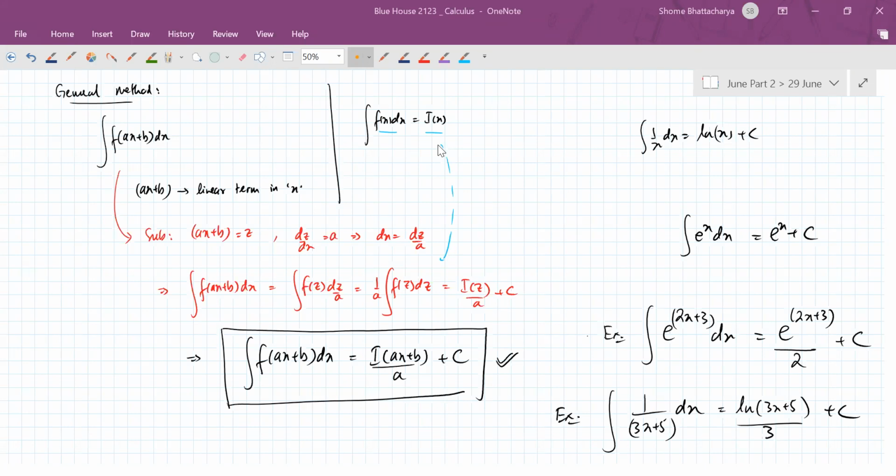Sir, so when in the formula here you have written I of ax plus b, in the same place can we use the integration symbol instead of I? Or does that have a different meaning?